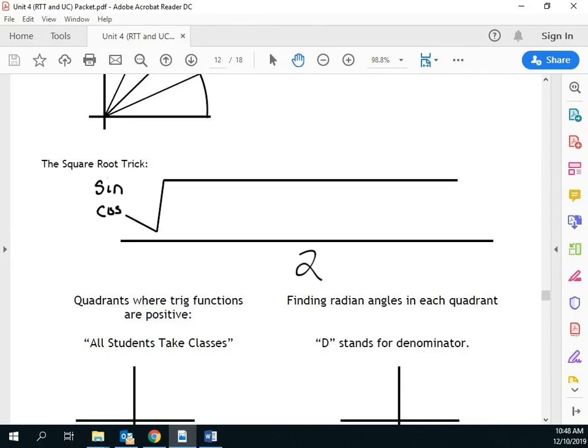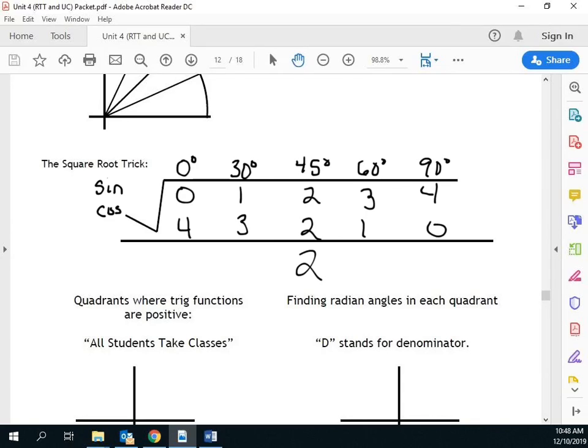And then we go through and we start looking at it and saying, okay, starting with sine, which is the y values. Start with 0, 1, 2, 3, 4. Cosine is 4, 3, 2, 1, 0. And now we just have to figure out what degrees those deal with. And they actually start with 0 degrees, 30 degrees, 45 degrees, 60 degrees, and 90.